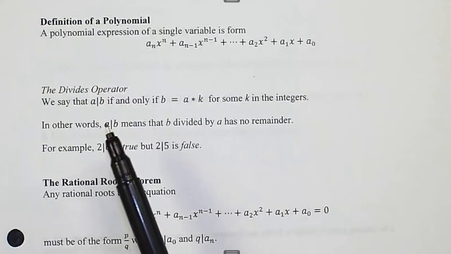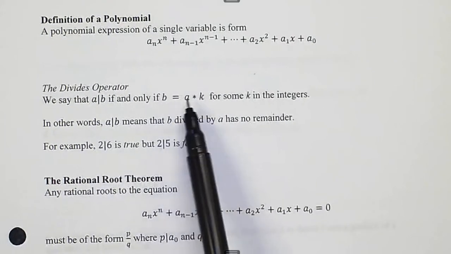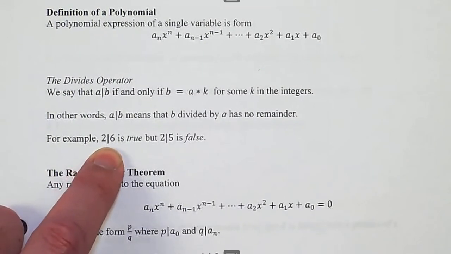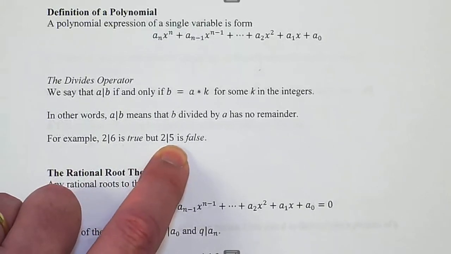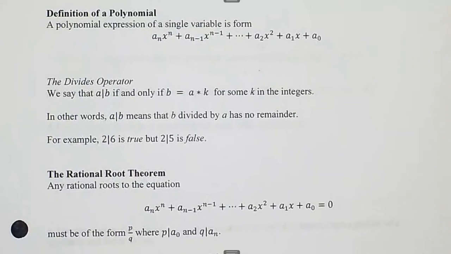I'm going to say that a divides b if and only if b equals a times some k for some k in the integers. In other words, a divides b means that b divided by a has no remainder. So for example, 2 divides 6 is true, but 2 divides 5 is false. Okay? So that's a new operator for you. Again, it is not of great importance that you learn all this right now, but anytime I get a chance to teach you a little bit of formal math definitions and operators, I will take that opportunity.